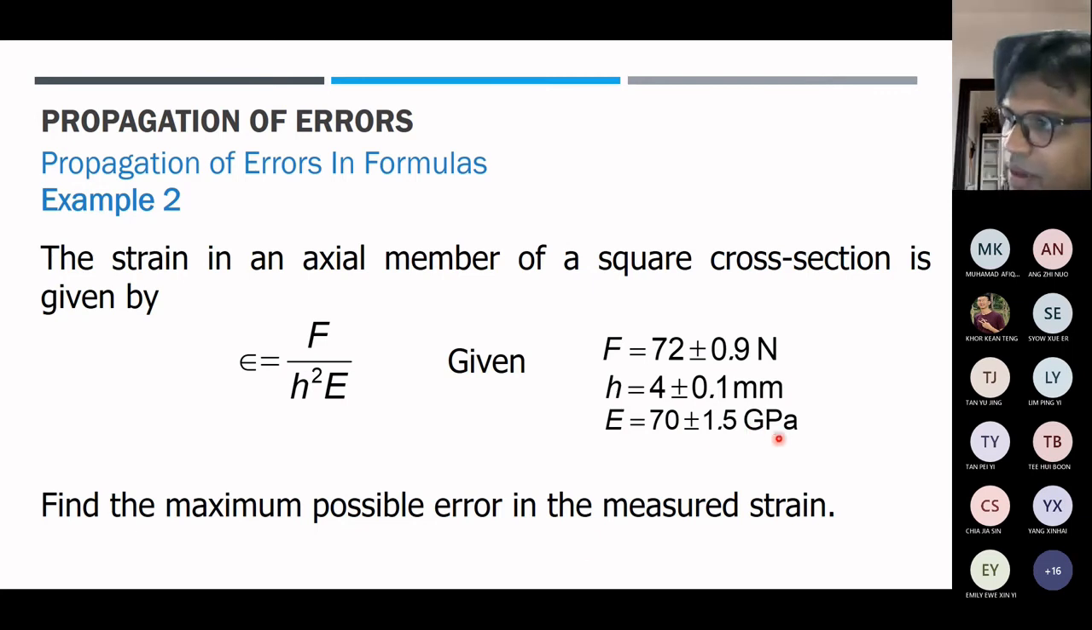Now, as you can see here, this term is not in the international standard units. Okay, this is not in the international standard.